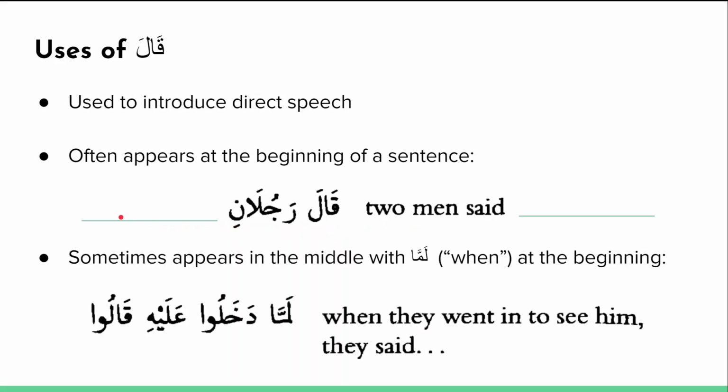Okay? Now, sometimes qaala actually does appear in the middle of a sentence, and oftentimes that's with lamma at the beginning of the sentence. So lamma means when. So, as an example of that, لَمَّا دَخَلُوا عَلَيْهِ قَالُوا. So dakhala means they entered. عَلَيْهِ, they entered upon him, or they went to see him, is probably the best English translation. لَمَّا دَخَلُوا عَلَيْهِ, when they went to see him, قَالُوا, they said such and such. Alright? So that's how you use qala.